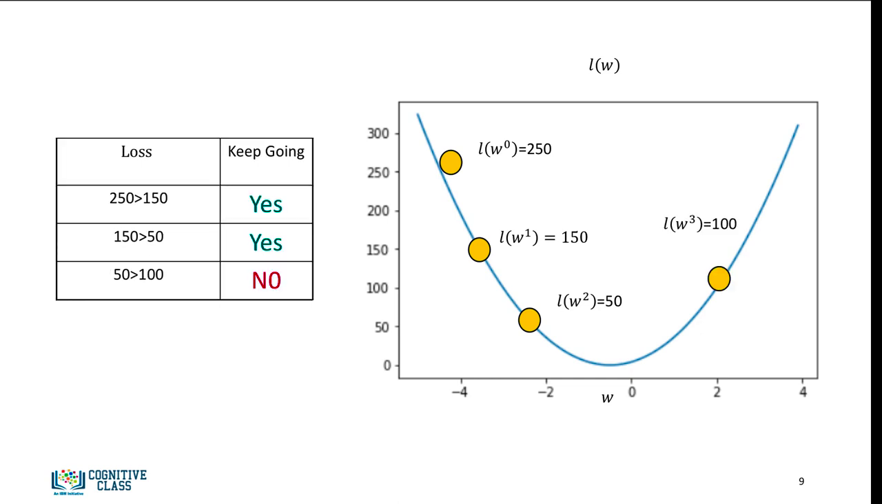For the third iteration, our last value is 100. As 100 is larger than 50, we stop. We use the parameter value from our second iteration, which in this case is negative 2.5, which generated a loss of 50.